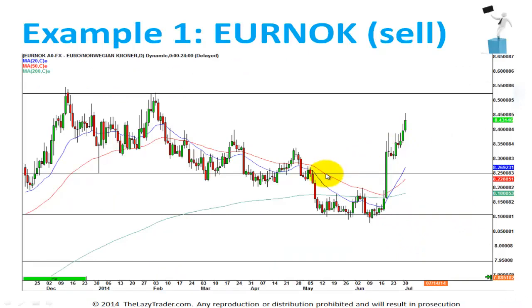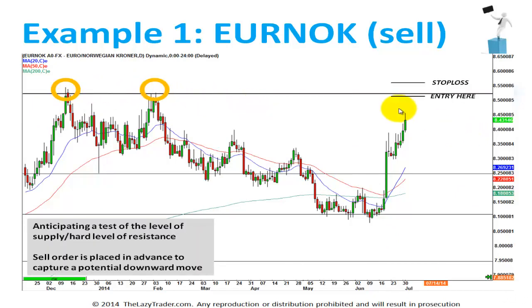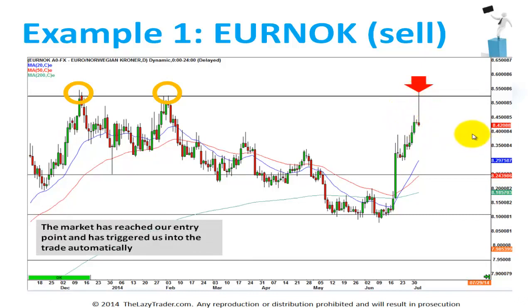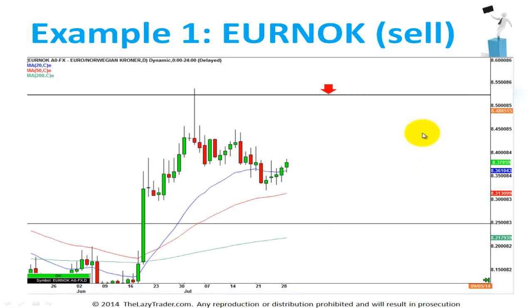So let's have a look at the euro versus the Norwegian krona here. You can see, first of all, we've got our two tests here on this horizontal level, our stop loss above the level, and we're anticipating price to come up and test this level before going down again. And we're entered into the trade, like so, and we've had that whiplash rejection off it, which is fantastic. So thanks to having our orders already there, we'll be triggered into the trade whilst we'll be doing other things. But let's take a closer look here.